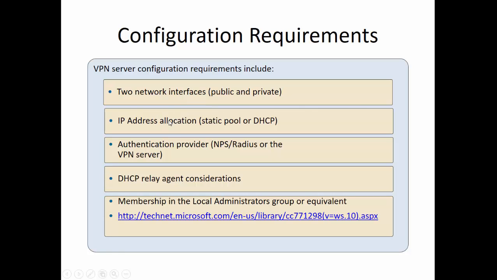And before doing anything today, let's just take a snapshot first of our machines, because I'm going to ask you later to go back to the snapshot, and we don't need to create another clone for whatever mess up we're going to do now in this lab. So: IP address allocation, static pool or DHCP; authentication provider, NPS, RADIUS, or the VPN server. We're going to talk about all that. DHCP relay agent considerations, membership in local administrators group or equivalent.